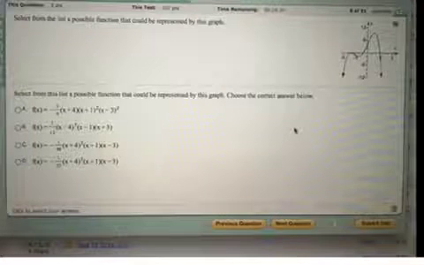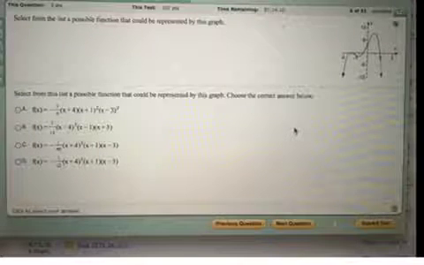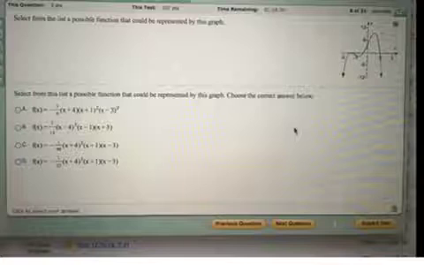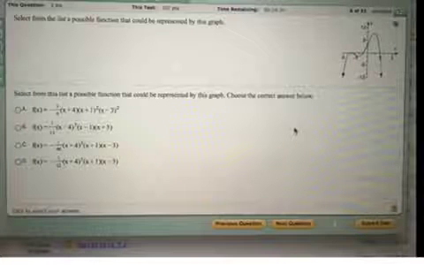Okay, let's look at this video here. Let's look at this problem here. Select from a list of possible functions that could be represented by this function.